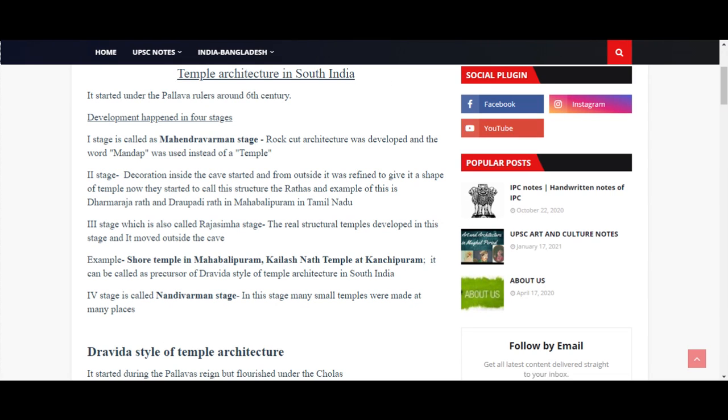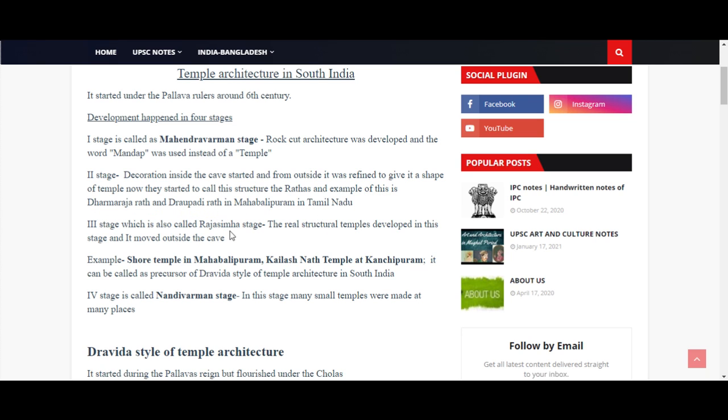instead of the word temple. In the second stage, the decoration inside the cave started, and from the outside it was refined to give it the shape of a temple. In the earlier stage they used to call these temples mandaps, but in this stage they started to call this structure rathas. The examples of this stage are the Dharmaraj Rath and Draupadi Rath, which are present in Mahabalipuram in Tamil Nadu.